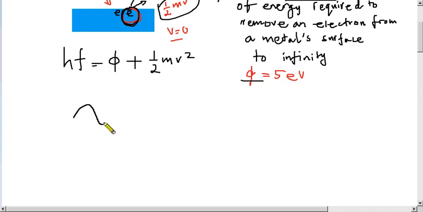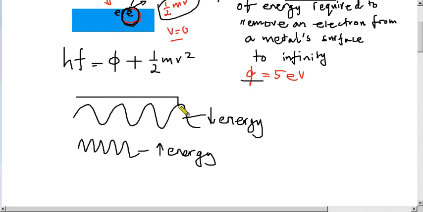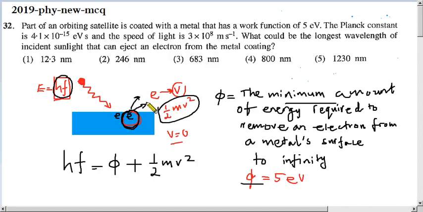So there are two types of waves, longer waves and shorter waves. These shorter waves have high energy. These longer waves have low energy. So they want us to find the longest wavelength. That means the minimum energy, spending a minimum energy, we have to eject an electron.